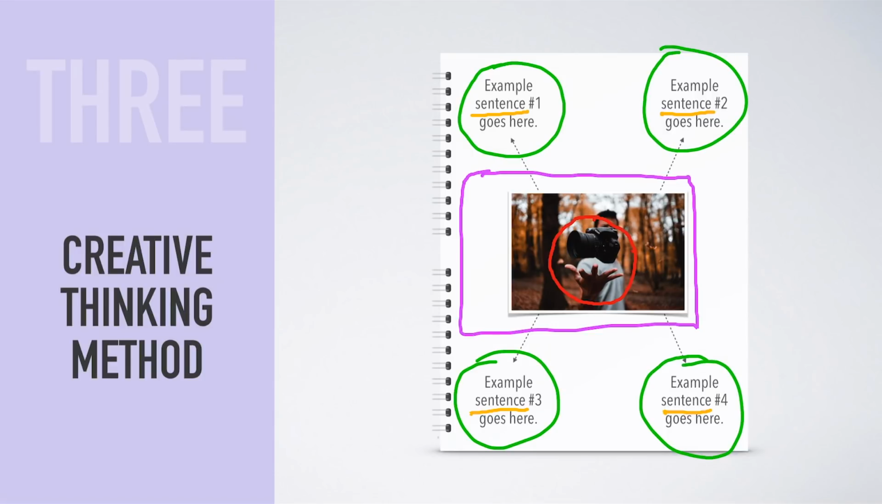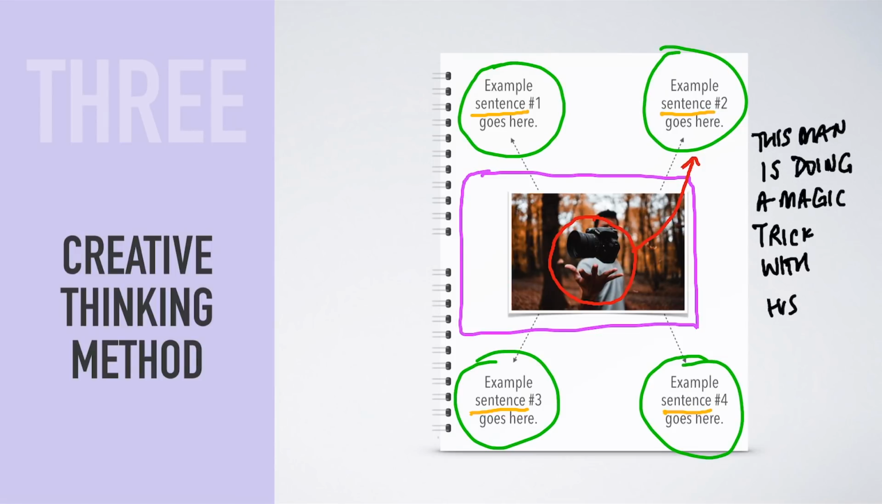So again, my sentence goes here, but if I write it right here, I can say, this man is, what is he doing? This man is doing a magic trick, okay? Is doing a magic trick, okay? With what? You got it. With his camera, okay? So this is my first sentence that I will put in this area right here, describing the image.